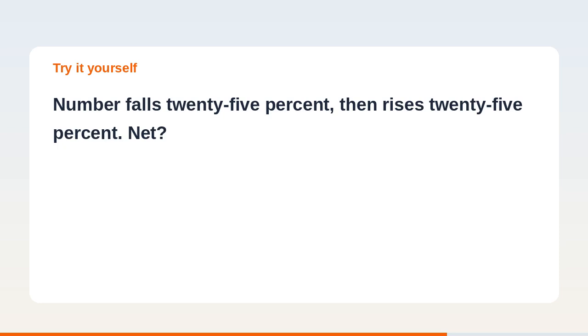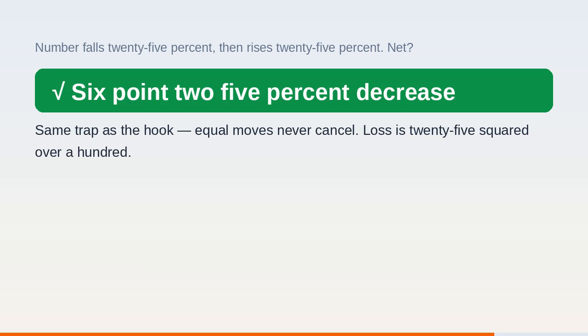Here's one to try yourself. Number falls 25%. Then rises 25%. Net? Pause the video and give it a shot. The answer is 6.25% decrease. Same trap as the hook. Equal moves never cancel. Loss is 25 squared over 100.